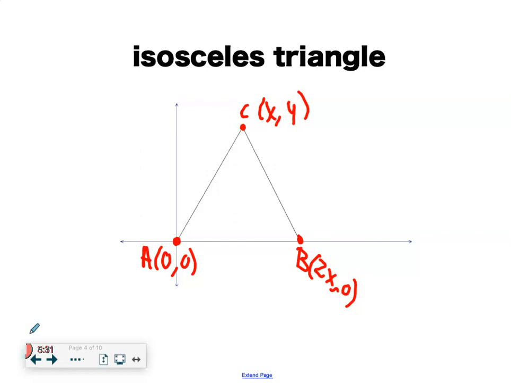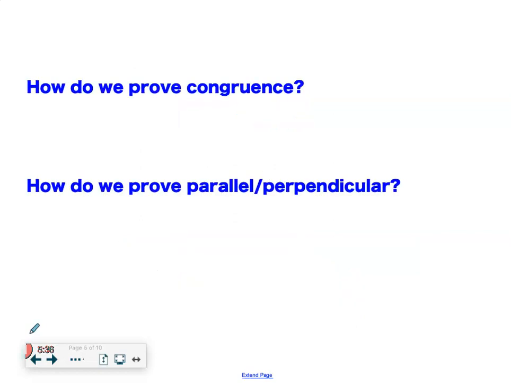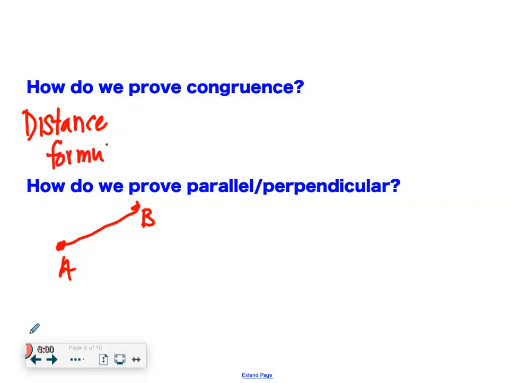Good question. Okay, now this is just a bit of a review. How do we show segments are congruent on a coordinate grid? What would you have to do? What formula? If I wanted to find out how long AB was, what would I do? The distance formula, yep. So I want you guys to write that down. You guys remember the distance formula?